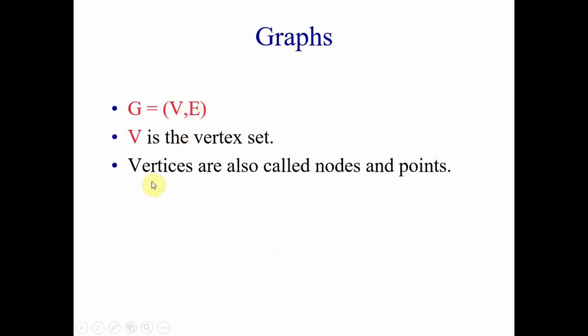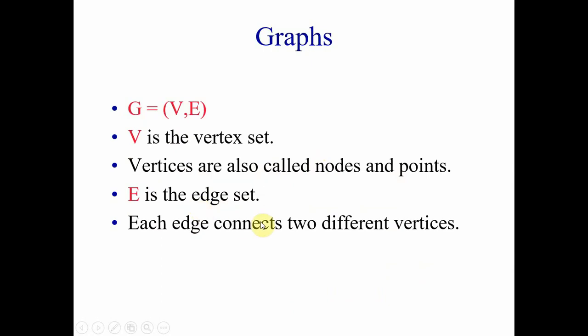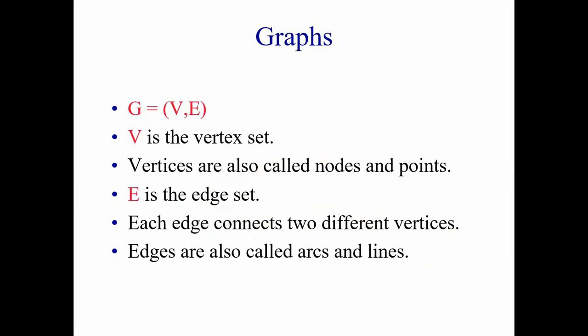When we define a graph, we usually make use of capital G, and it contains a set of vertices as well as a set of edges, represented by V and E. Vertices are also called nodes or points. An edge is used to connect two different vertices. Sometimes edges are also called arcs or lines. So you have the understanding about V and E.